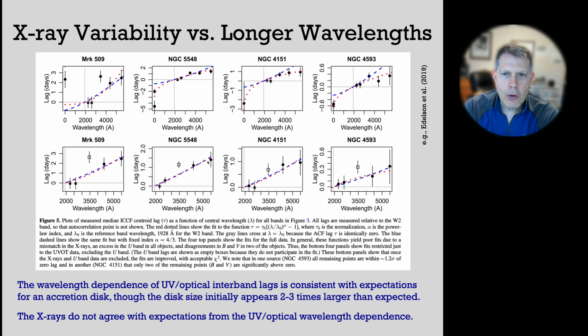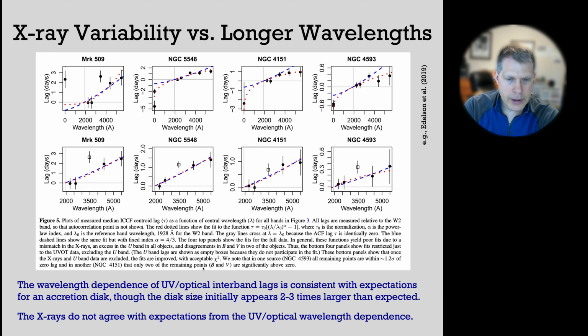Here, basically, are measurements for four active galaxies, including 5548 and 4151, the one shown here, as well as some other ones that are very well studied. And one can see that the lag scales with the wavelength. And when you fit that quantitatively, in fact, the wavelength dependence of the ultraviolet and optical interband lags is consistent with expectations for an accretion disk. In other words, the functional form at which this is increasing scales as one would expect for an accretion disk, where it is expected to scale with a power law index of about 4/3. And the data seem to be quite consistent with that, although there are challenges in this band which may have some level of contamination to it. And again, you can read the papers for all the details.